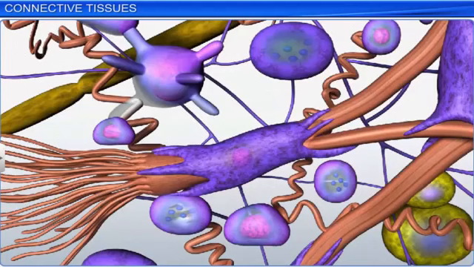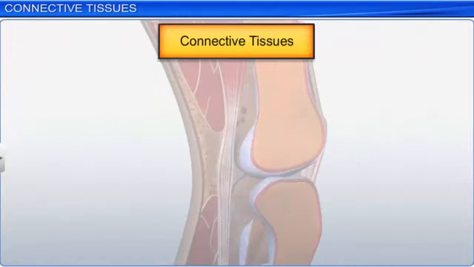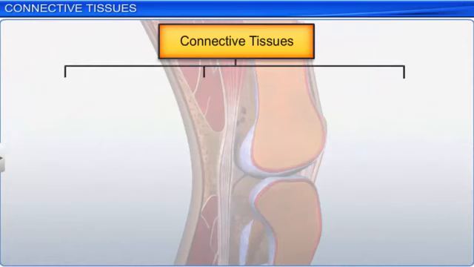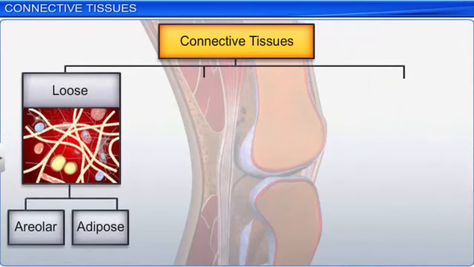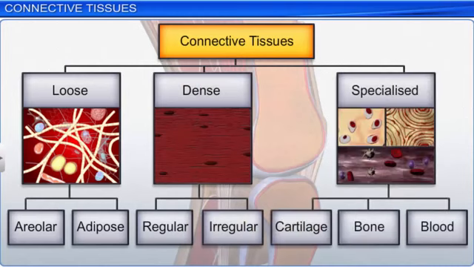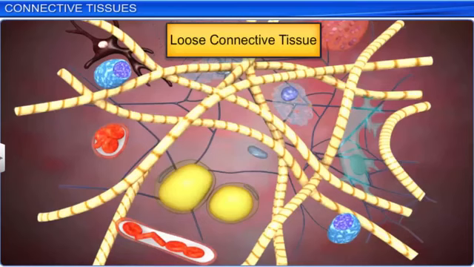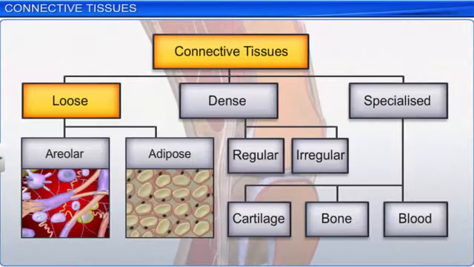The cells of connective tissue also secrete modified polysaccharides, which accumulate between the cells and fibers and serve as a matrix or ground substance. Connective tissues are categorized into three types: loose connective, dense connective, and specialized connective. In loose connective tissues, the cells and fibers are loosely arranged in a semi-fluid matrix. Loose connective tissue includes areolar and adipose tissue.